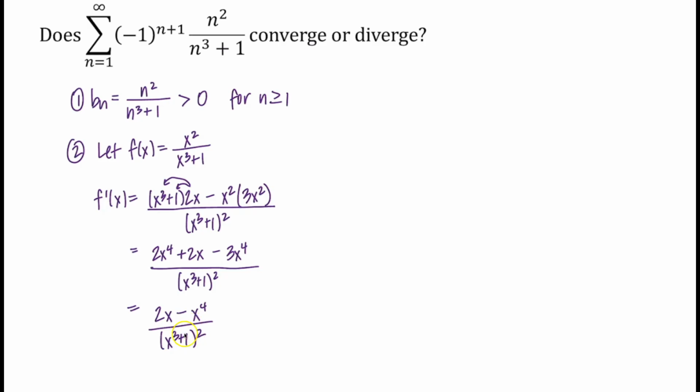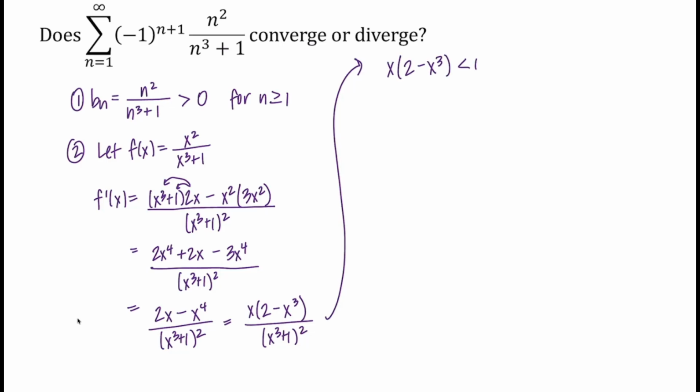And now I need to think about, when is this negative? Well, the denominator is always positive, so let's focus on the numerator here. I'm going to rewrite the numerator as x times 2 minus x cubed, all over x cubed plus 1 squared. So what I want to know is, when is x times 2 minus x cubed less than 0? That's what we're solving. This is not a linear inequality.